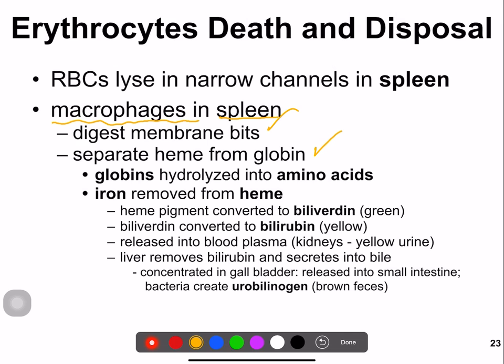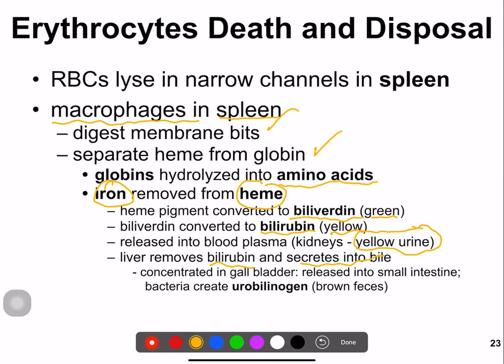We can separate the heme from the globin. And then the globins are broken down into their component amino acids, so they can be reused. The iron is removed from the heme, and then the heme pigment is converted into biliverdin, green. Biliverdin gets converted into bilirubin, yellow, and released into the blood plasma. And of course, this is one of the things that adds to the coloration of urine, the yellow in the urine. The liver removes the bilirubin and secretes it into the bile.